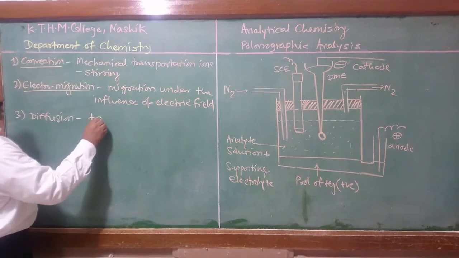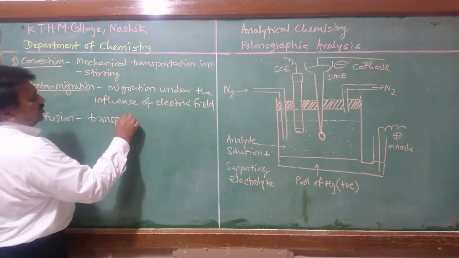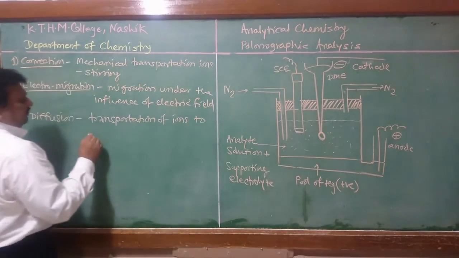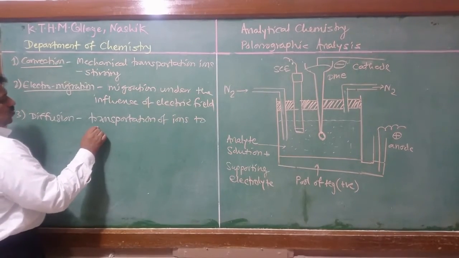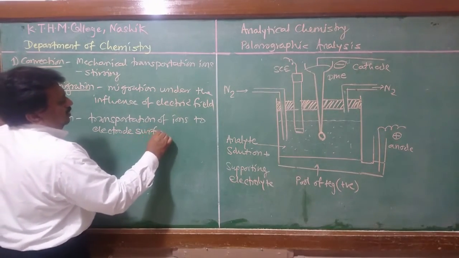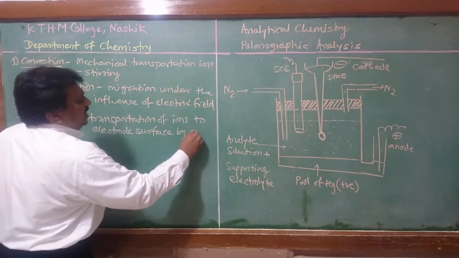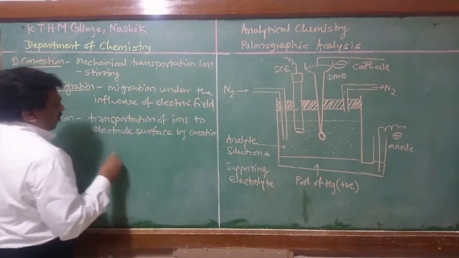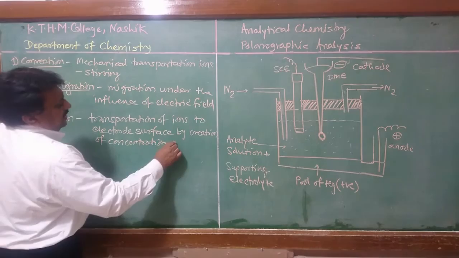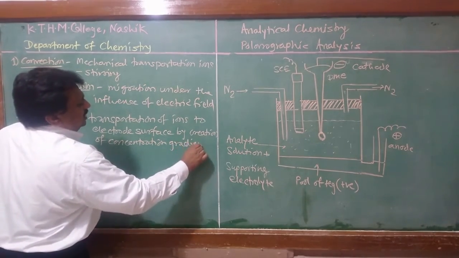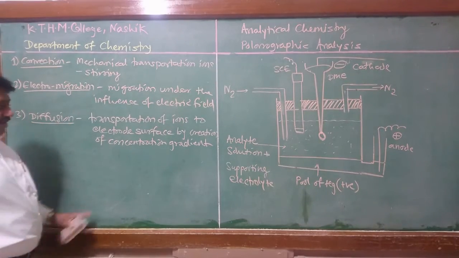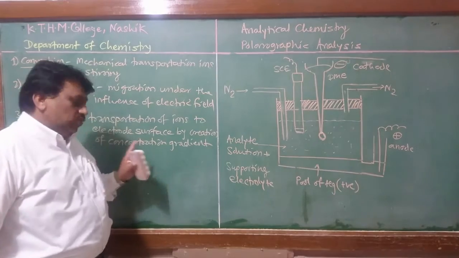Diffusion, that is a transportation of ion to the electrode surface by creation of concentration gradient, and this transportation is called as diffusion. Now, what is this concentration gradient and how these ions are transported to the electrode surface?